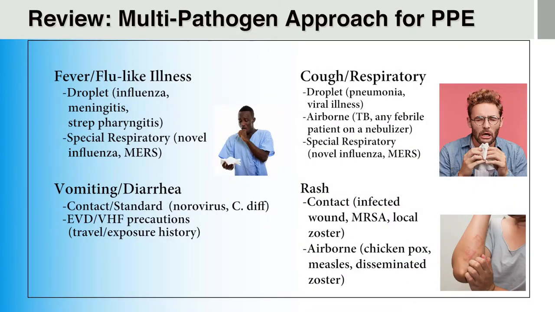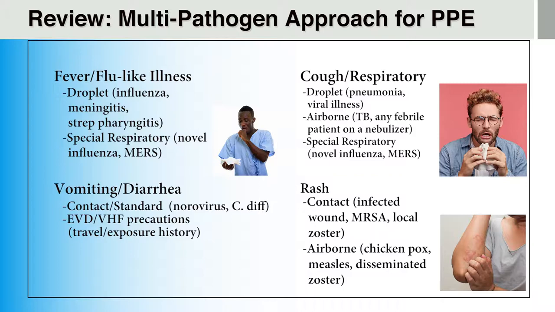Let's quickly revisit the multi-pathogen approach to PPE. In this case, we are looking at this material in terms of decontamination. As we learned in previous modules, there are numerous ways in which pathogens can enter your body. The role of decontamination is to prevent those pathogens from coming into contact with you. As you look at this chart, you see that the pathogens can be transmitted to us via contact, droplet, or airborne mechanisms. The mode of transmission of the pathogen will determine which type of decontamination the provider may need to employ after patient care has been transferred.